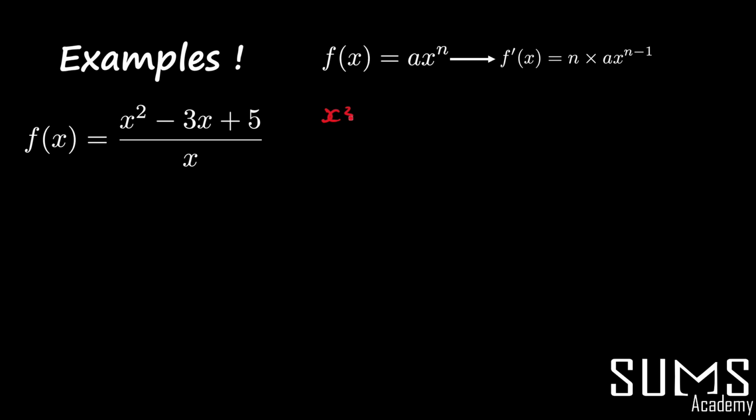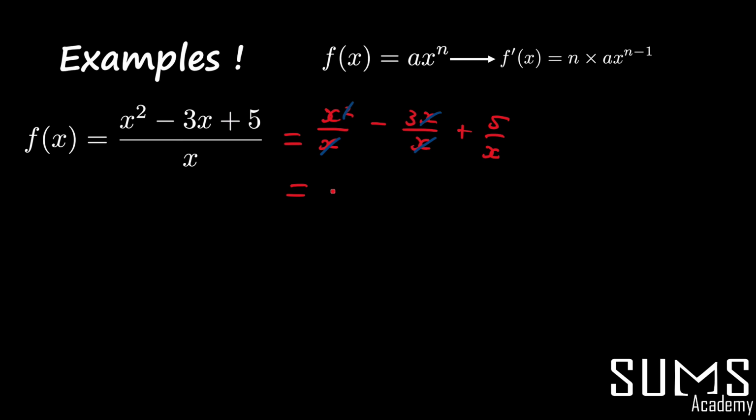So x squared over x minus 3x over x plus 5 over x. So already we can see that some of these x's will cancel. So that x cancels with that, and that. So that's already made this problem quite a bit easier. So we'll rewrite it out again.